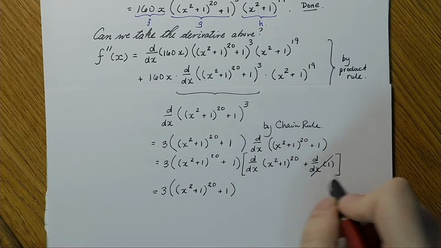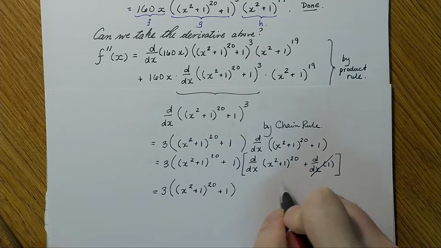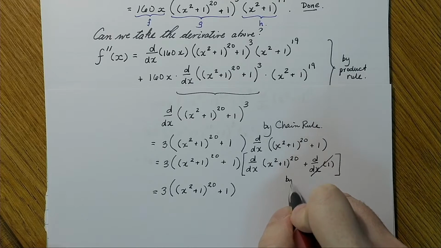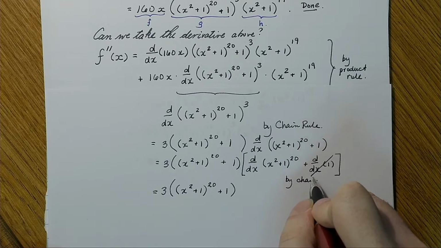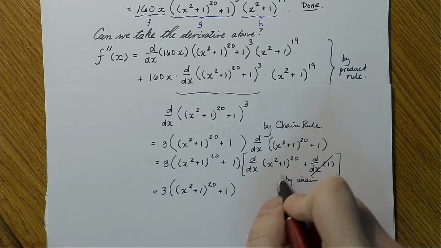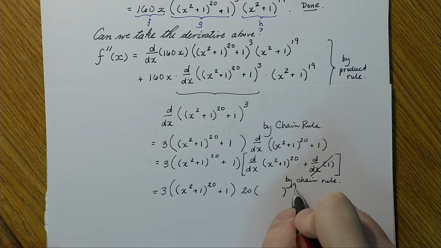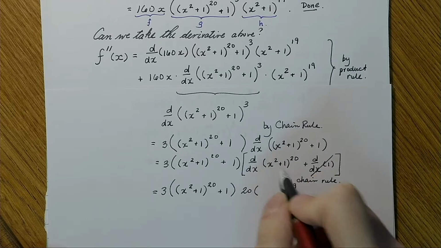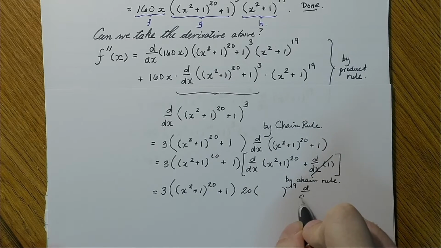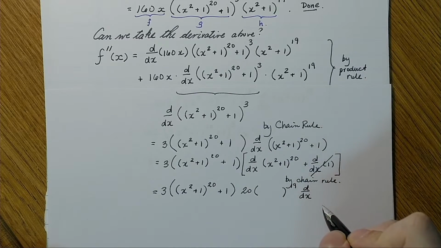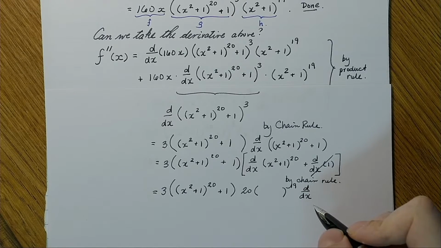And now what I can do again is by chain rule, the 20 comes down in front, and that reduces by 19. And I still have to take the derivative of the inside. So d by dx. I believe you are missing a squared after the first term.